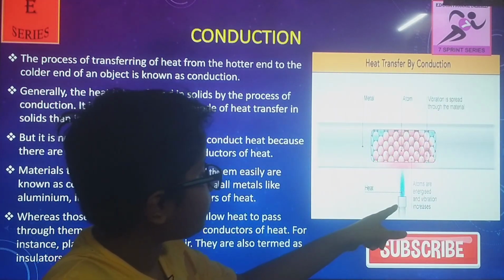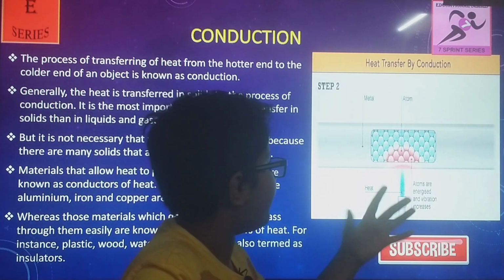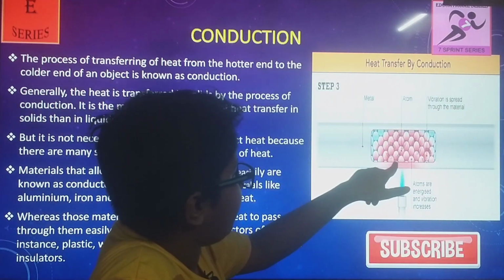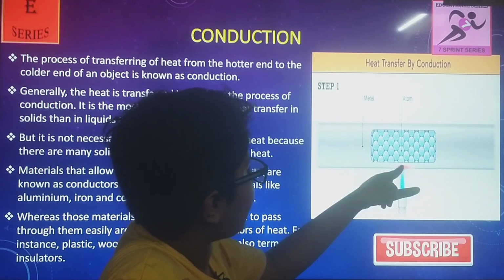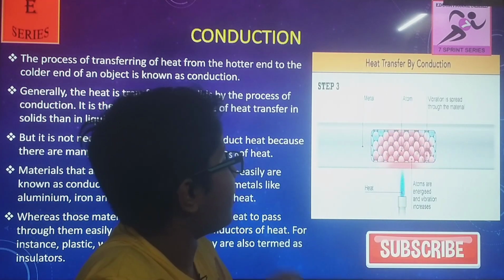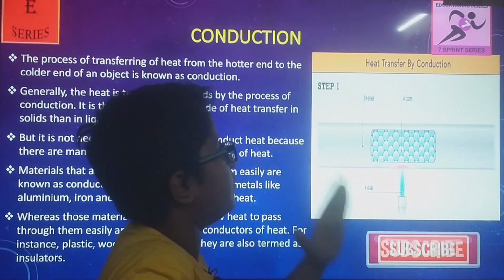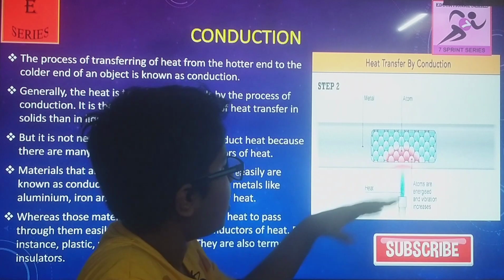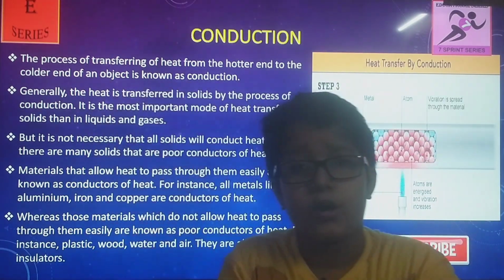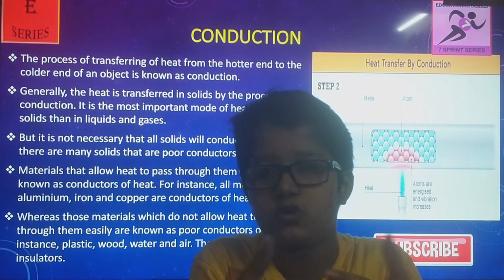So here, these atoms are energized and vibrated. Step 1: this atom, this is a metal, and these atoms get excited, then it excites others, then others are excited, till throughout the material is hot and the vibration spreads throughout the material. And here's a metal. So what we conclude from that is that conduction happens in solids.